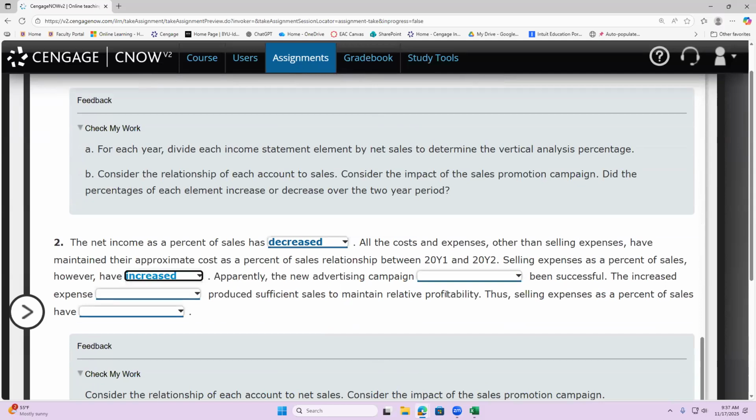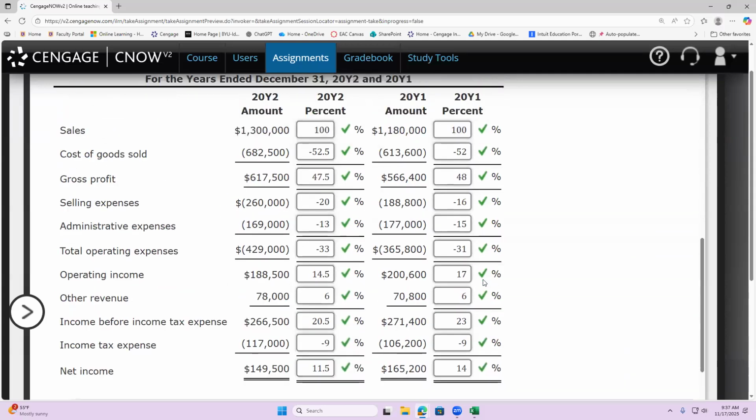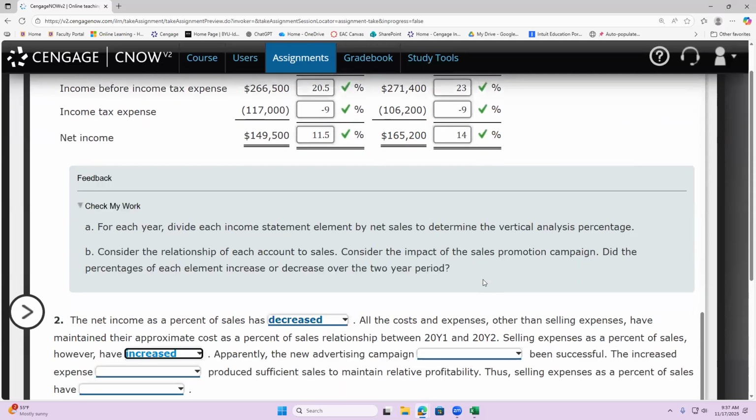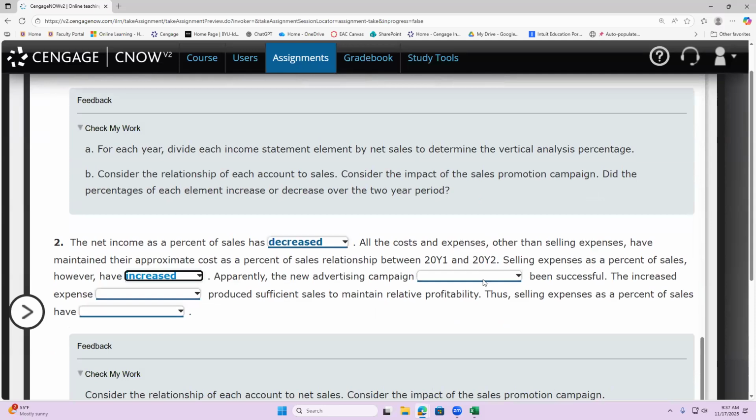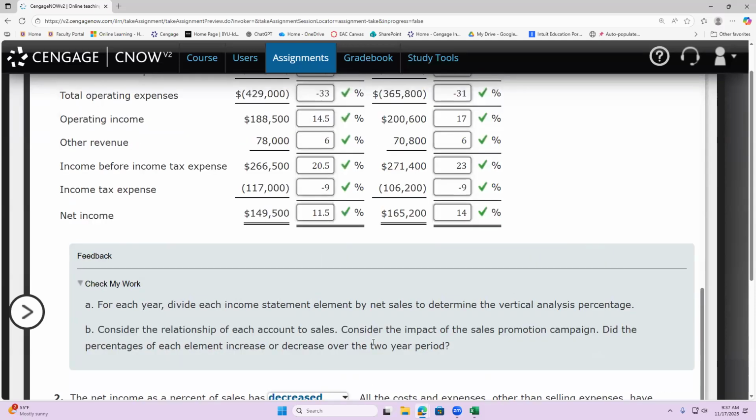Apparently, the new advertising campaign, what do we think? Has it been successful? The increased expense blank produced sufficient sales to maintain relative profitability. Thus, selling expenses as a percent of sales have blank.